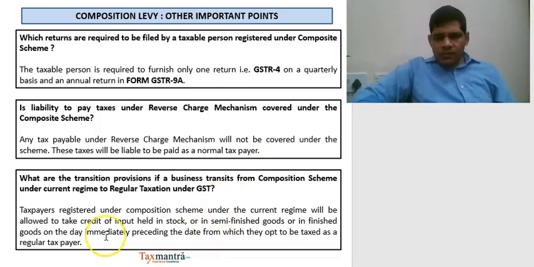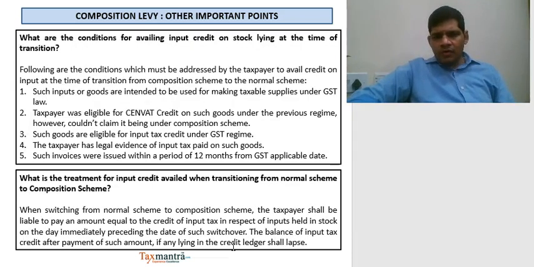Again, what are the transition provisions for a business transitioning from composition scheme to regular taxation? They are allowed to take credit of their input held in semi-finished goods and goods held on the day immediately preceding the day from which they start opting as a regular registered taxpayer. So they have to do a stock valuation on the day preceding the day they wish to be a normal taxpayer, and on that they will again start taking input credit, and they will move to a regular taxpayer.